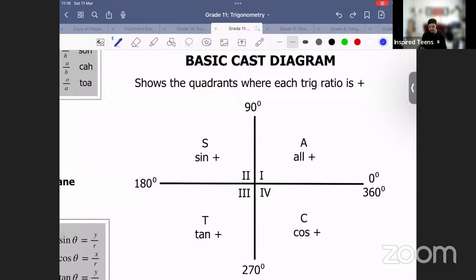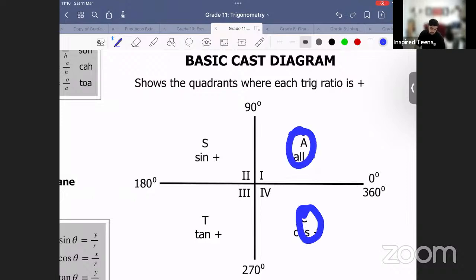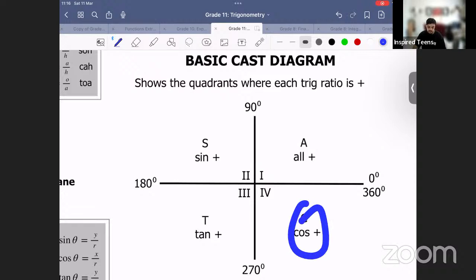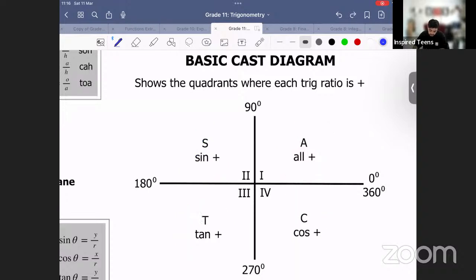As you can see, CAST. I don't know how you guys remember it. Some people do ASTC and learn it like an abbreviation. Some people do CAST. Maybe it would be nice to do ASTC because it starts with A in the first quadrant instead of C starting in the fourth quadrant. I know some people do All Students Take Calculus, the subject or the drug, whichever one you prefer to remember it with.